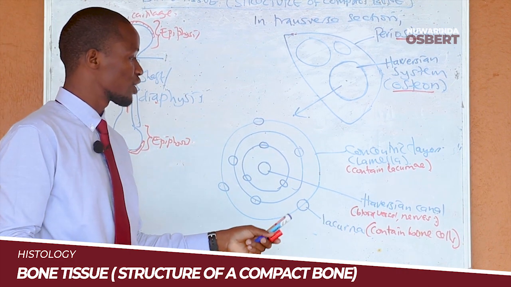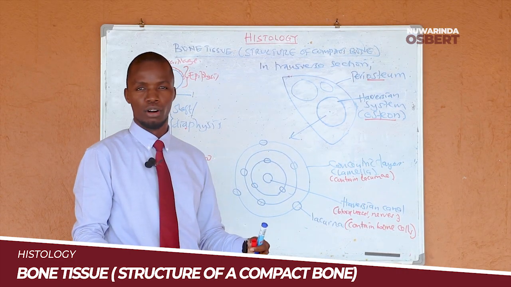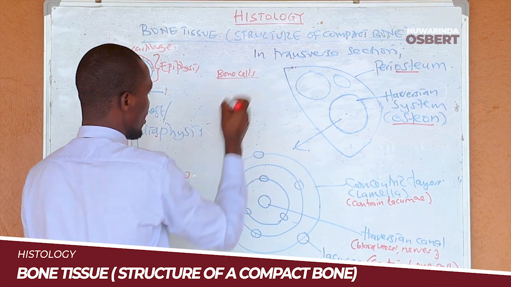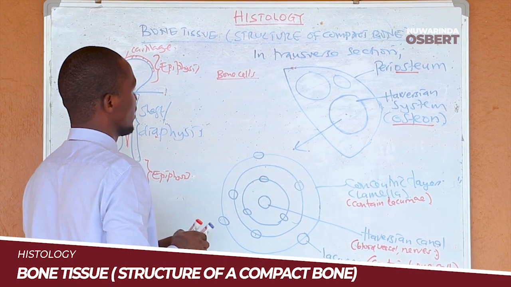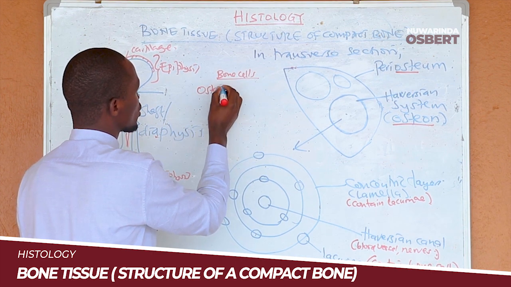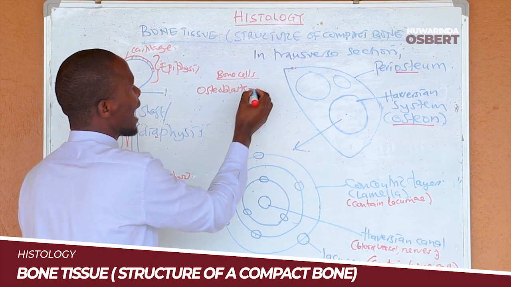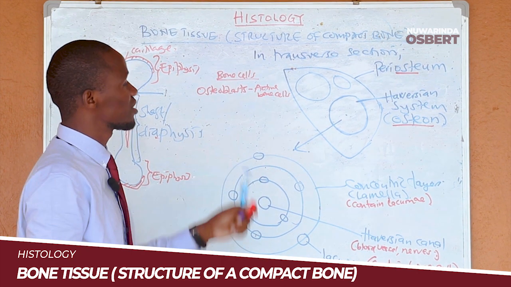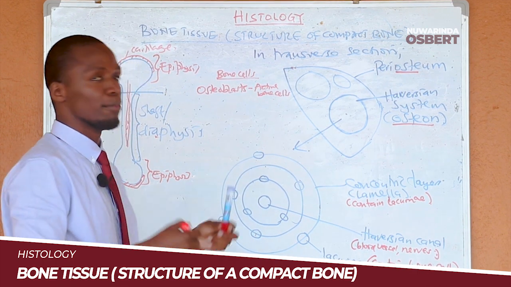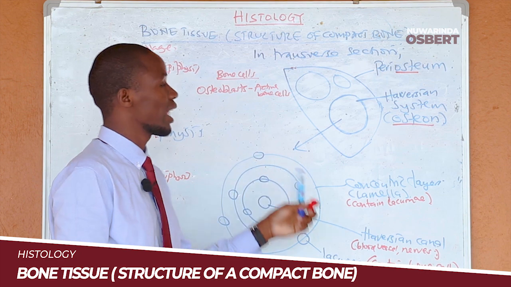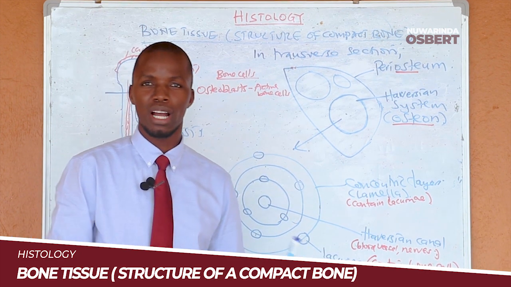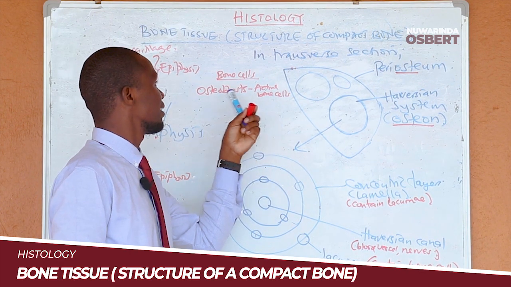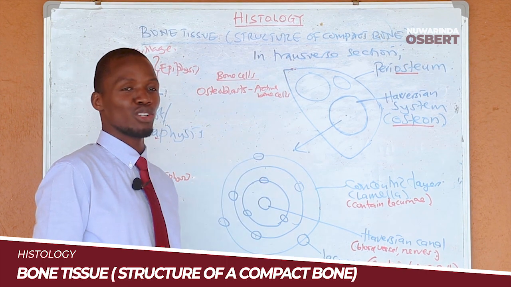As far as the bone is concerned, the cells are of very many types. We have cells we call osteoblasts. Osteoblasts are active bone cells, the ones responsible for producing the bone matrix. Remember, I've told you that a bone, like any other connective tissue, has a matrix which is mostly organic with a lot of collagen fibers. So the bone matrix is produced by these cells which we call the osteoblasts.